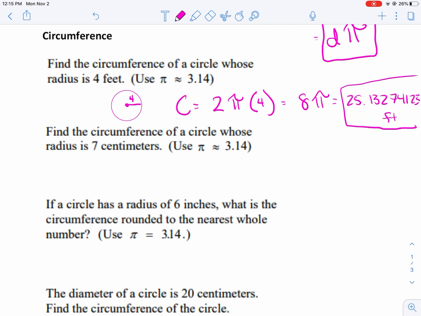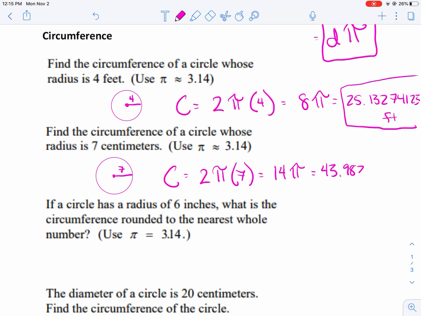All right, find the circumference of a circle whose radius is 7. Here's a nice circle. Here's our radius. This is equal to 7. So C is equal to 2 pi times 7, which is 14 pi, which is 43.98229715, and this one is in centimeters. Not centimeters squared, because we're finding the distance around the circle, not inside.